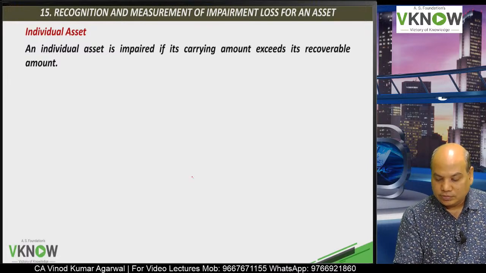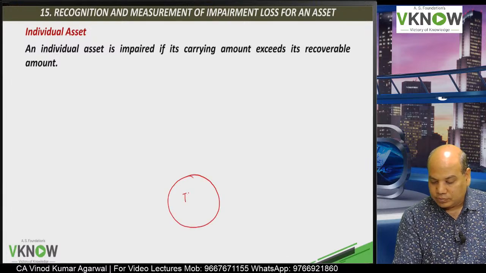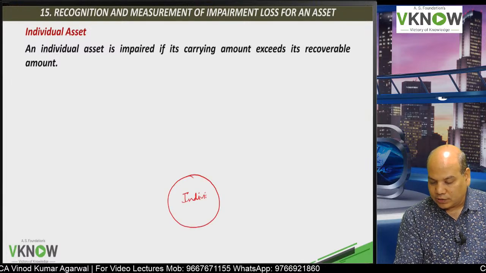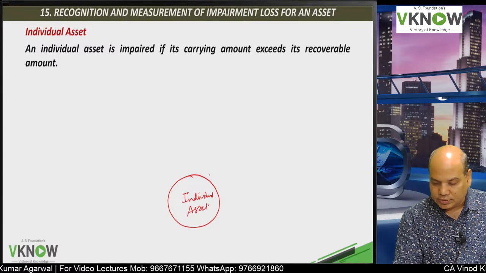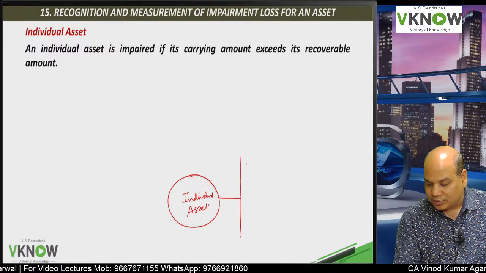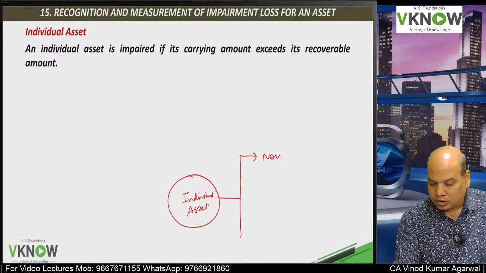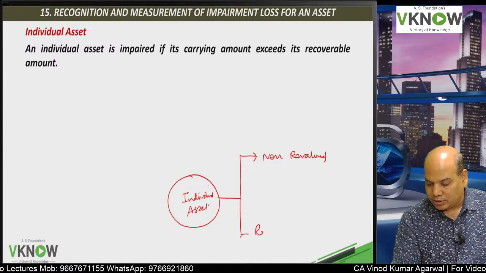First, today we will see impairment of individual asset. In case of individual asset, there will be two categories: non-revalued and revalued category.